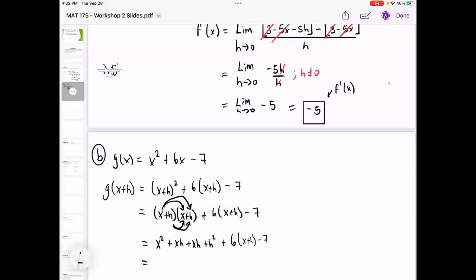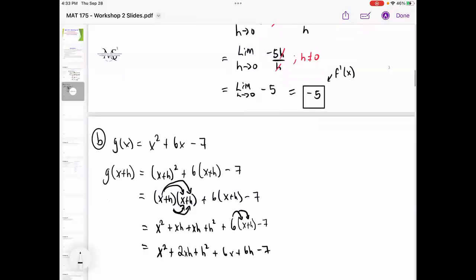In our current line, it says x squared plus x times h plus x times h plus h squared. I can combine the xh terms. If I combine them, then we have 2 of them. So it's x squared plus 2xh plus h squared. And we can expand the 6 times x plus h, which is 6x plus 6h minus 7. So that's your g of x plus h.